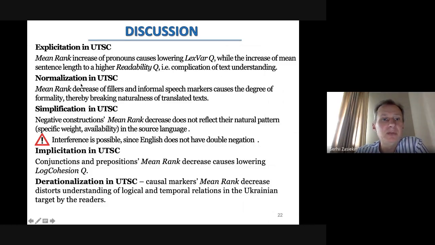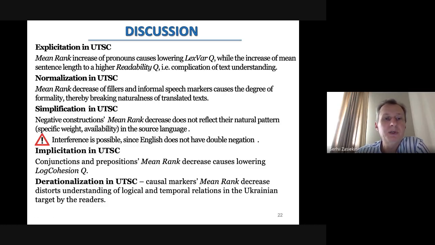Normalization, as another deforming tendency or translation universal in the Ukrainian translated subcorpus, is marked by the decrease in the number of fillers and informal speech markers. And this phenomenon raises the degree of formality. That is, those texts are more formal. Translators unconsciously make their translations more formal than the original, and as a result, they break the naturalness of the translated text.